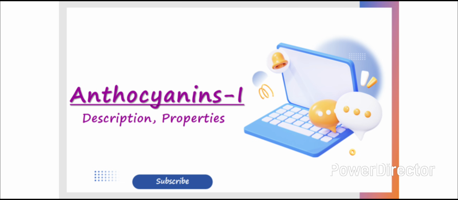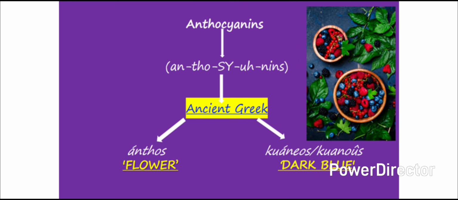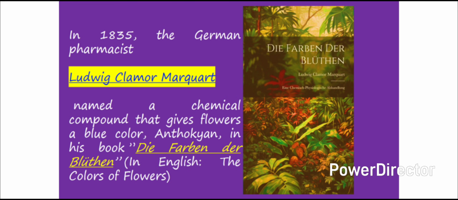Coming back to anthocyanins. So, what are anthocyanins? The word is derived from ancient Greek: anthos means flower and cyanin means dark blue. In 1835, the German pharmacist Ludwig Clamor Marquart named a chemical compound that gives flowers a blue color, anthocyan, in his book Die Farben der Blüten. In English, The Colors of Flowers.